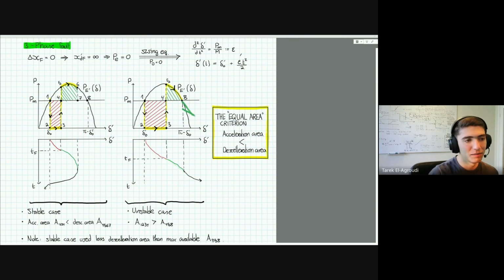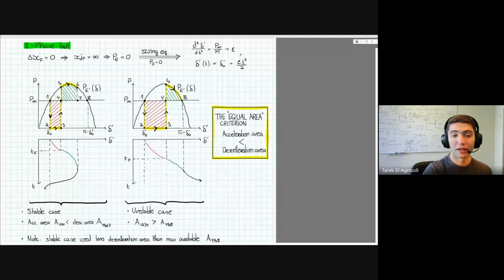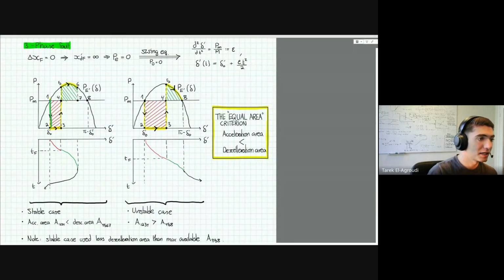And once you've already passed this point, then you're on the wrong side because now your electrical power is lower than your mechanical power, so you'll just keep accelerating quadratically, and your generator will lose synchronism. So the equal area criterion is basically you are stable until this area equals this area, and then you are unstable.